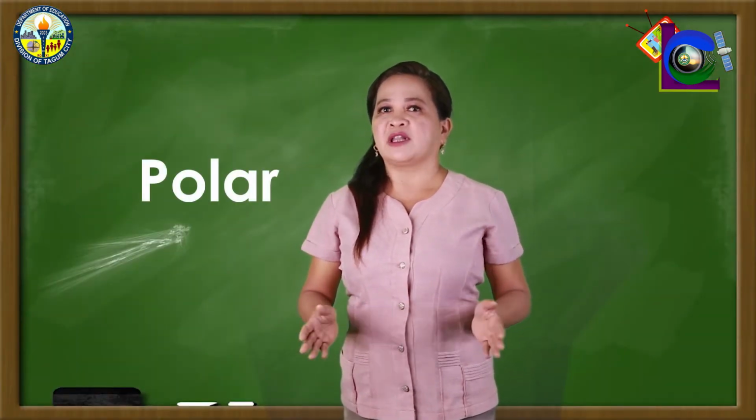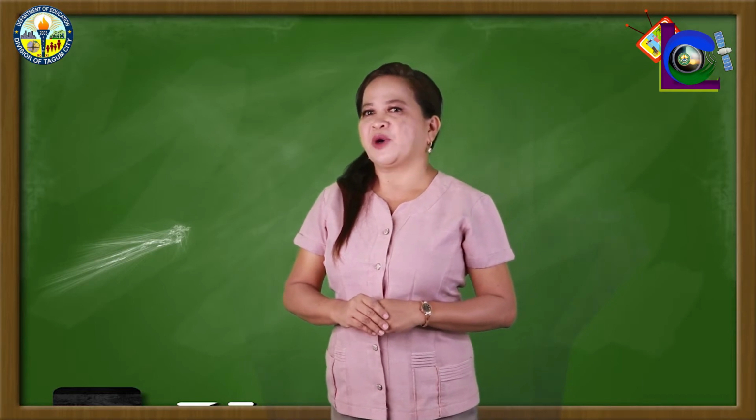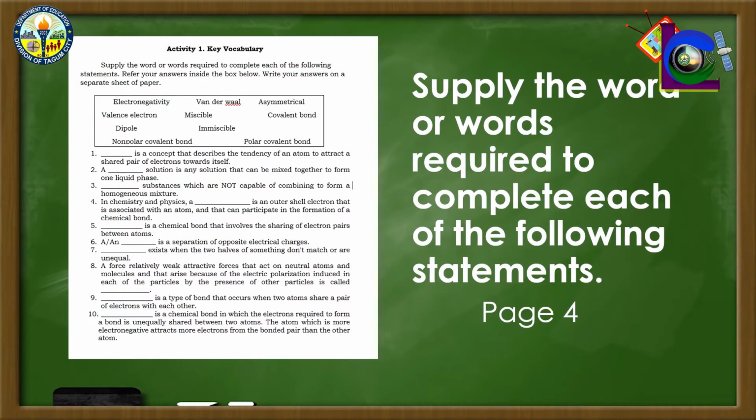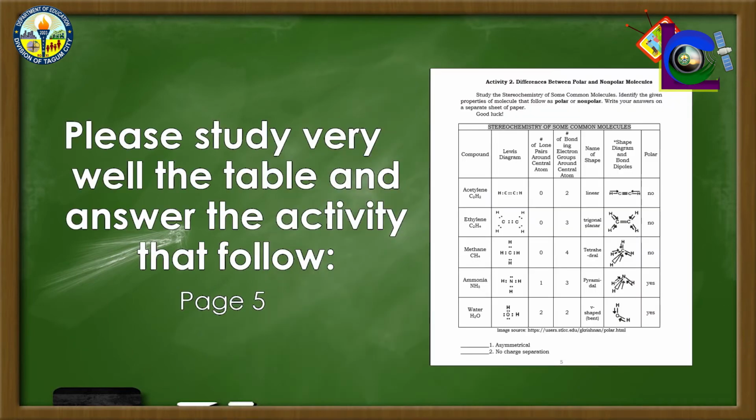Molecules can be grouped as polar or non-polar molecules. Activity 1 on page 4 of your module will help you unlock important vocabulary of this lesson. I believe you'll do great. Activity 2 on page 5 will shed light on the differences between polar and non-polar molecules through the table of stereochemistry of some common molecules. Please study very well the table and answer the activity that follows.